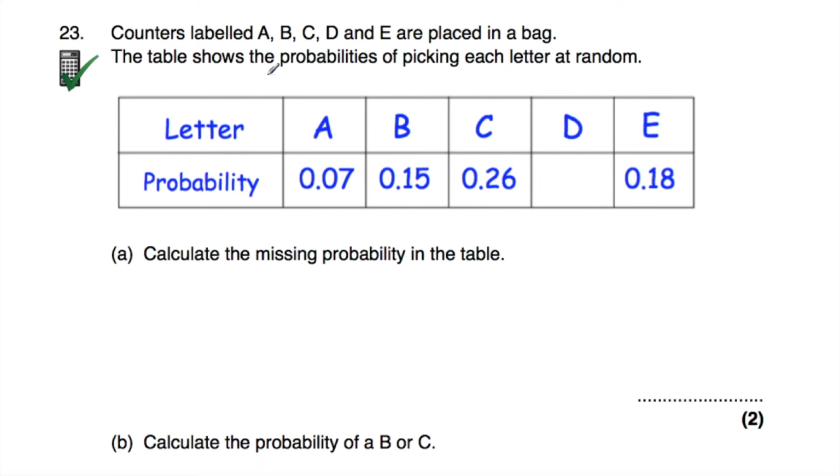And the table shows the probability of picking each letter at random. So the probability of getting an A would be 0.07, the probability of getting a B would be 0.15, and so on. And we've been asked to calculate the missing probability in the table. So we want to find the probability of picking a D.